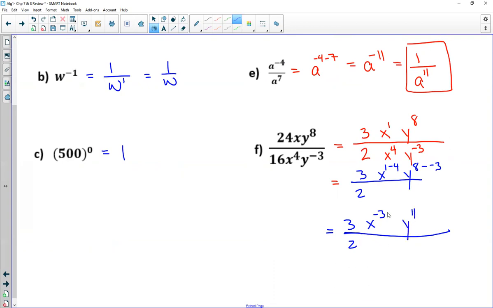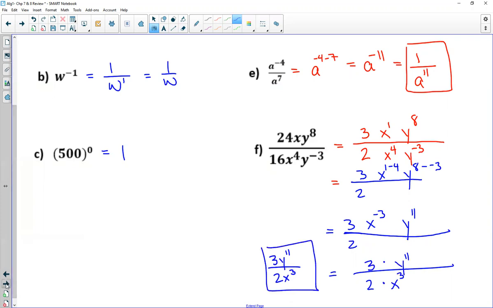The last thing we need to do is we need to make this exponent positive. So we're going to move the base that it's attached to, which is going to be x. It's in the numerator, so we're going to move it to the denominator. So in our numerator, we still have 3. We still have y to the 11th. In our denominator, we still have 2, and we're going to move this x from the numerator to the denominator, and then turn our exponent from negative to positive. So our final answer is 3y to the 11th over 2x cubed.